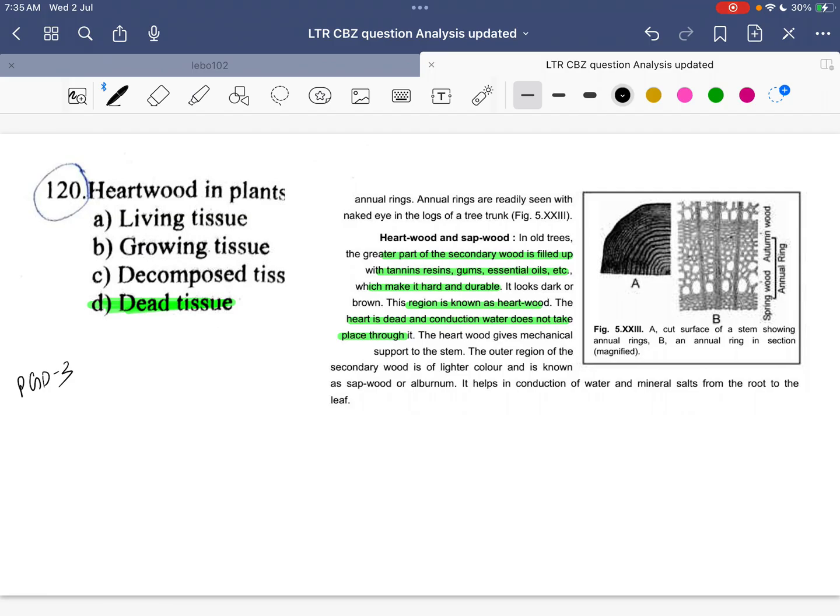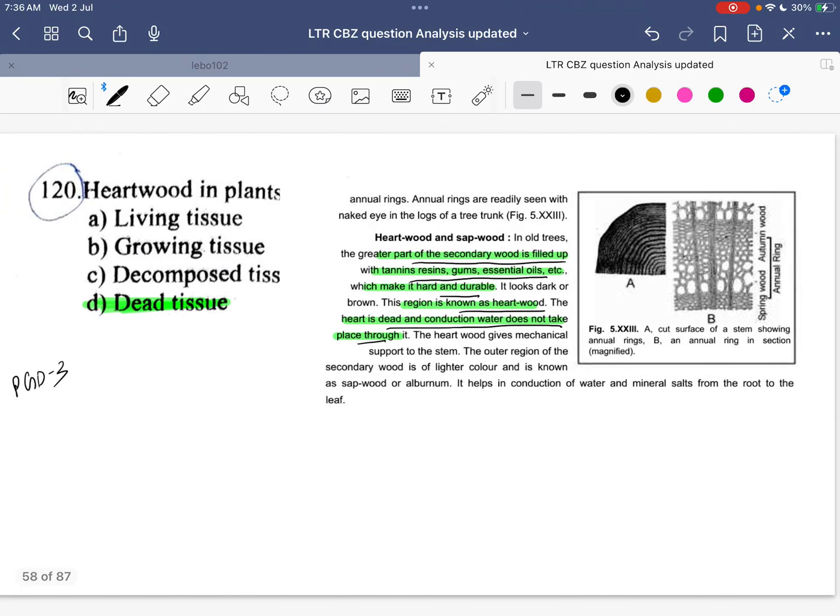So hardwood in plants. Hardwood is dead tissue. It is written, in old trees the greater part of secondary wood is filled up with tannins, resins, gums, essential oils which make it hard and durable. So it looks dark or brown. This region is known as hardwood. The heartwood is dead and conduction of water does not take place through it. So it is dead tissue.